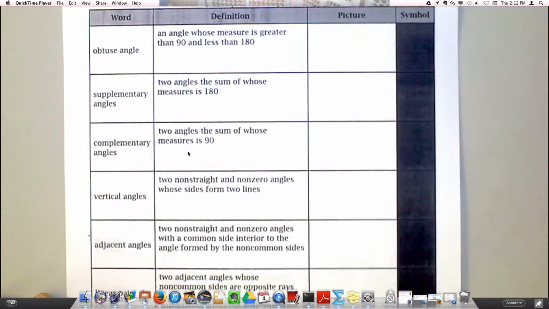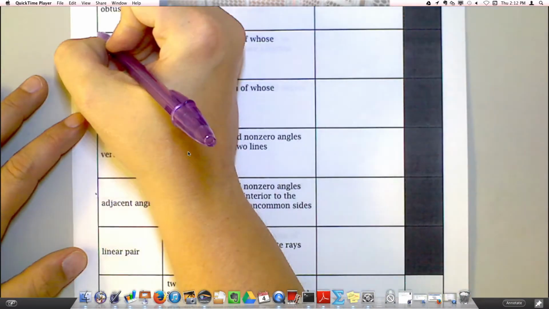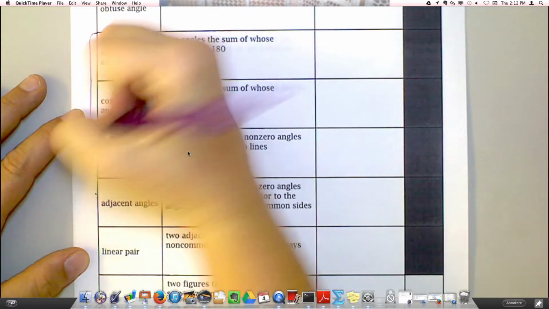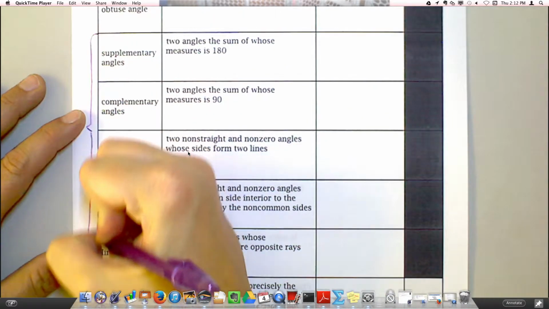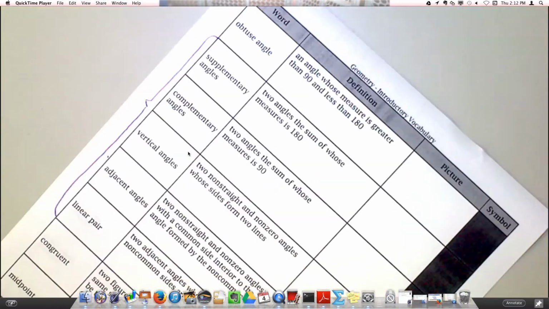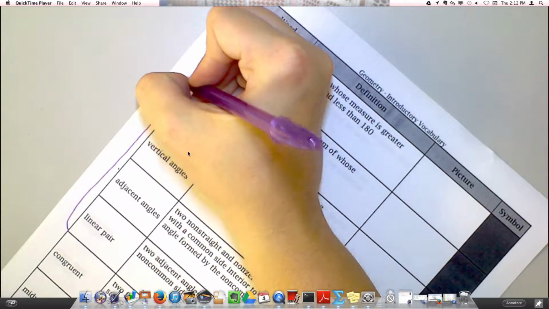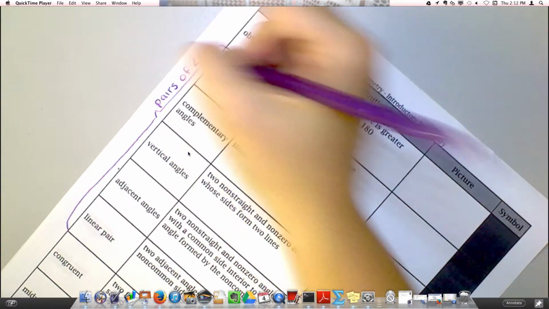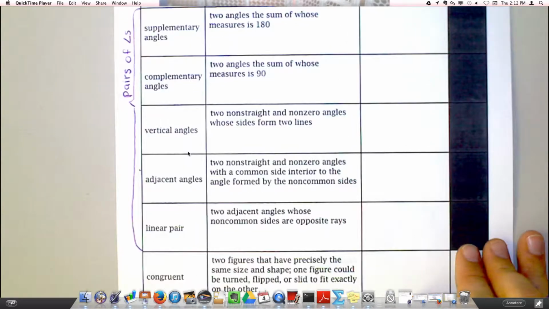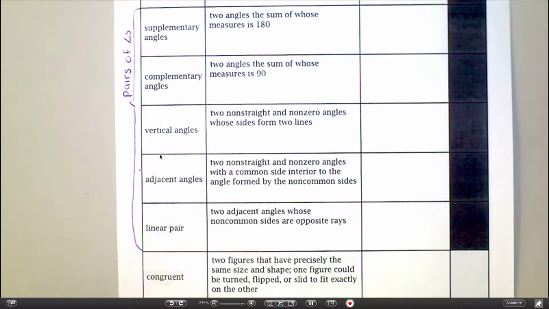Okay, starting with supplementary and going all the way down to, I believe, linear pair. All of those words are names for pairs of angles. So all of those words are ways that we can classify two angles put together. If you have two angles and you want to say something special about the two of them put together, that's what these are. So, supplementary, complementary. How many of you felt like you had at least heard those words before walking into class yesterday? Okay, good, good.